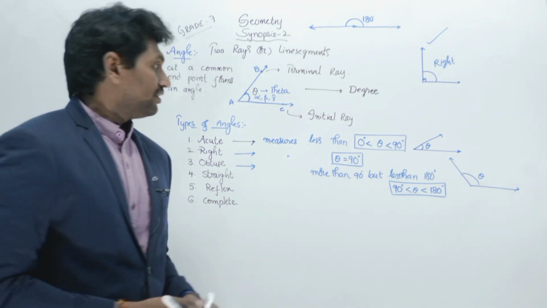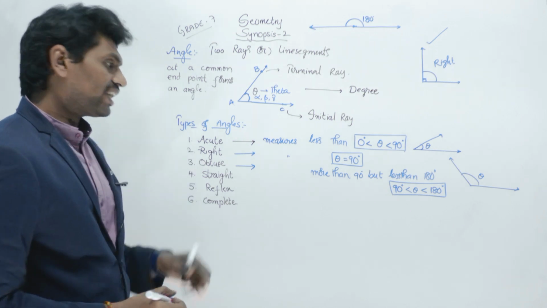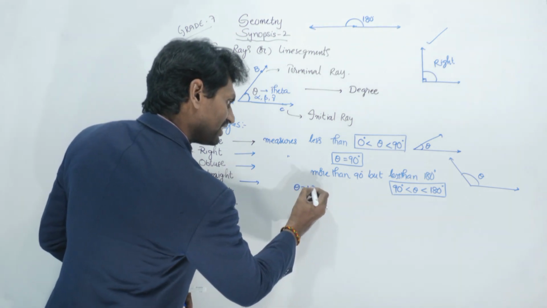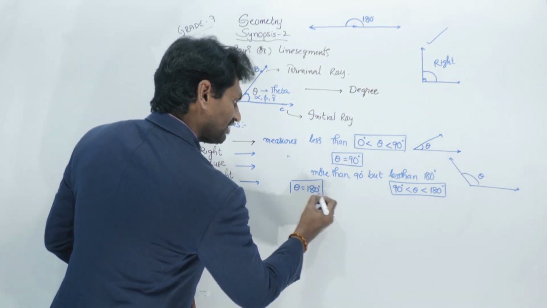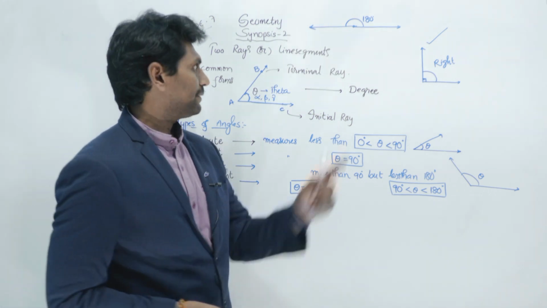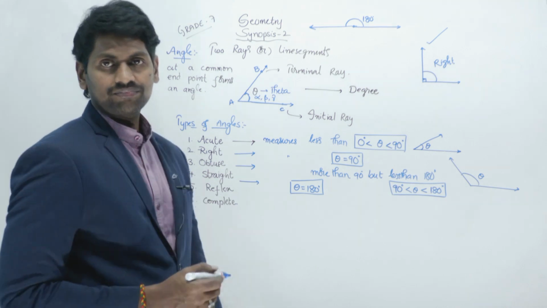Okay, now. So acute angle, right angle, obtuse angle. Now straight angle. Straight angle means an angle that measures exactly 180 degrees. That is nothing but it represents a straight line, like this. So that will be a straight angle.